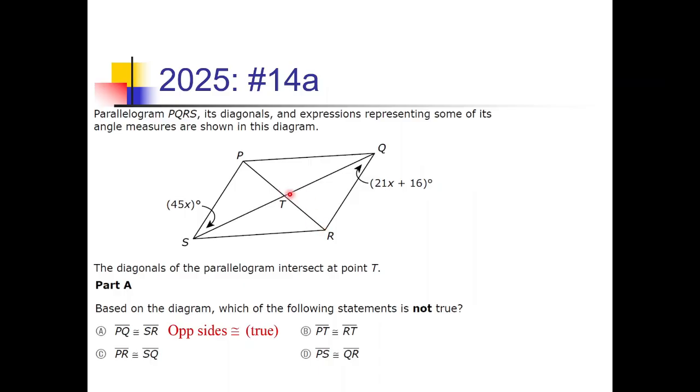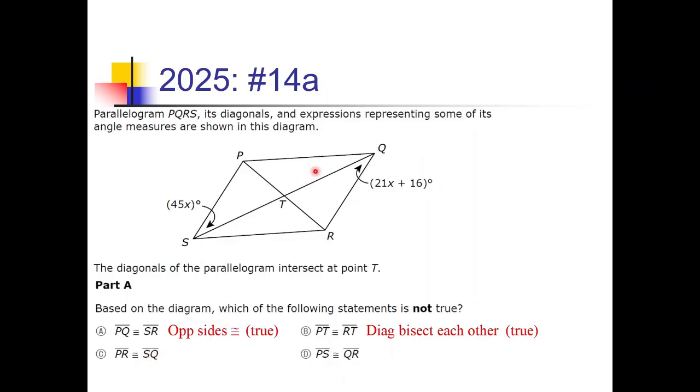Now, we know that the diagonals of a parallelogram do bisect each other. That's another one of the properties. So that means that these two segments are also going to be congruent. So that's also true. Next, we have PR, that's this diagonal, and SQ, that's the other diagonal. And they're saying those are congruent.